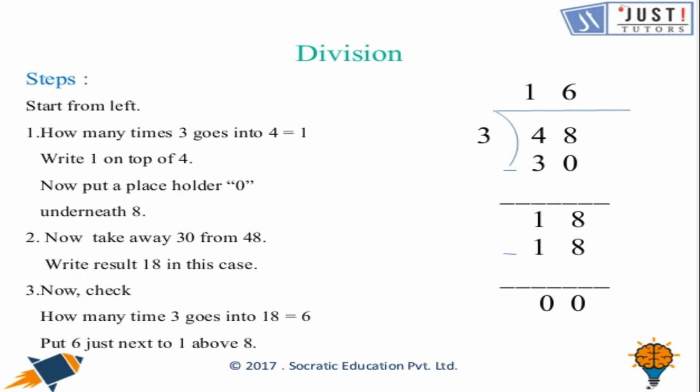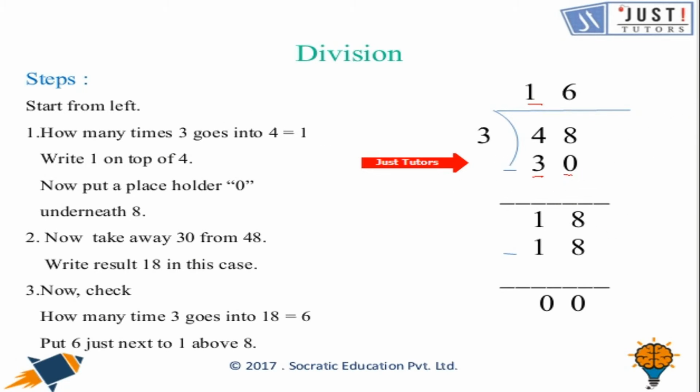Now let's learn the steps for division. We always start from the left. So the first step says how many times 3 goes into 4. That's 1. So we write 1 here, and we have written 3 here. Now we have put a placeholder here.